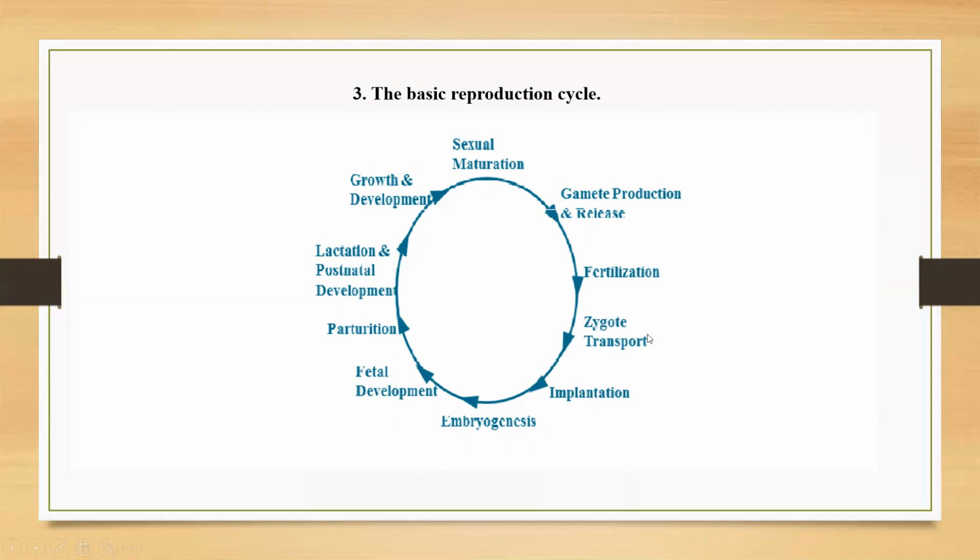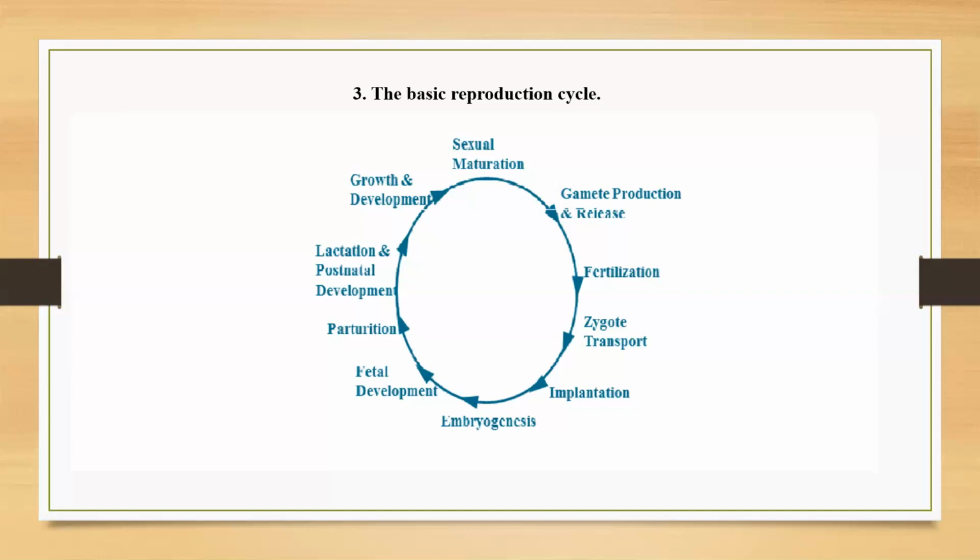What is zygote transport? After fertilization occurs, the zygote is produced and transferred to the uterus by a series of closely associated mechanical events, where the activities of cilia and smooth muscles predominate. That is, after fertilization, when a zygote is formed, it is transferred to the uterine cavity by a series of mechanical events. This is zygote transport.